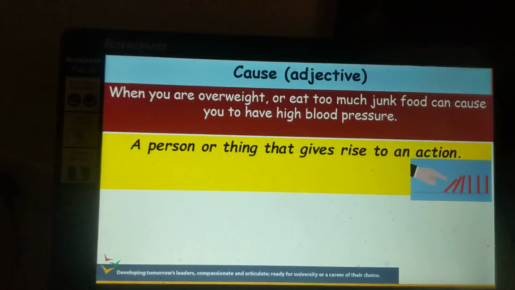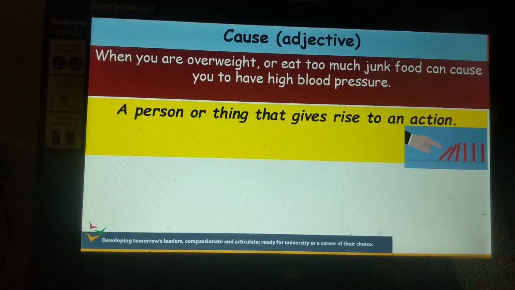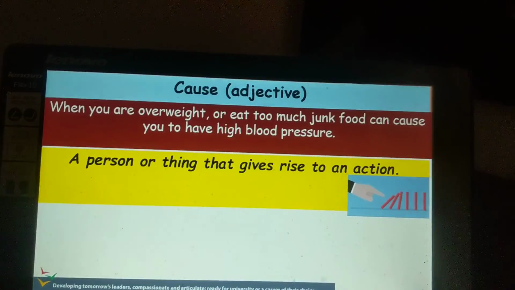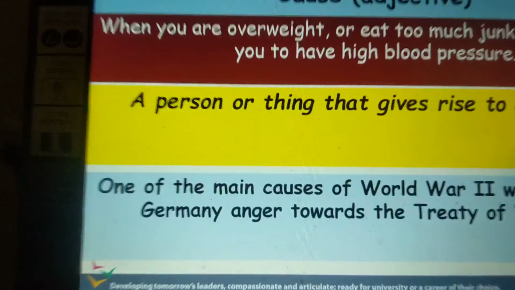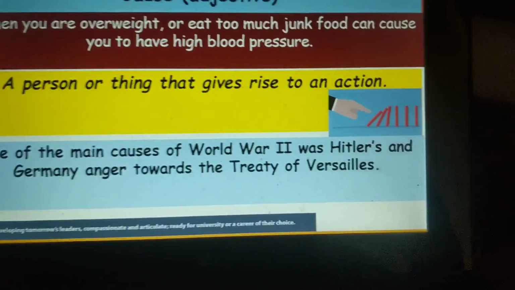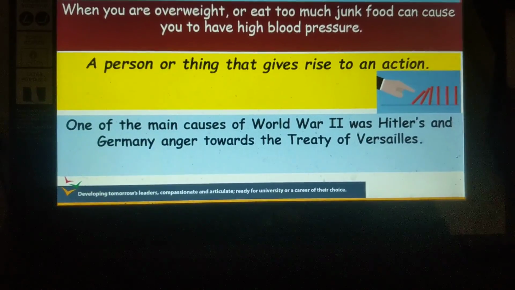It's a person or thing that gives rise to an action. Okay, that's what a cause is. A person or a thing or a situation that causes and gives rise to an action. So one of the main causes of World War II was Hitler's and Germany's anger towards the Treaty of Versailles.